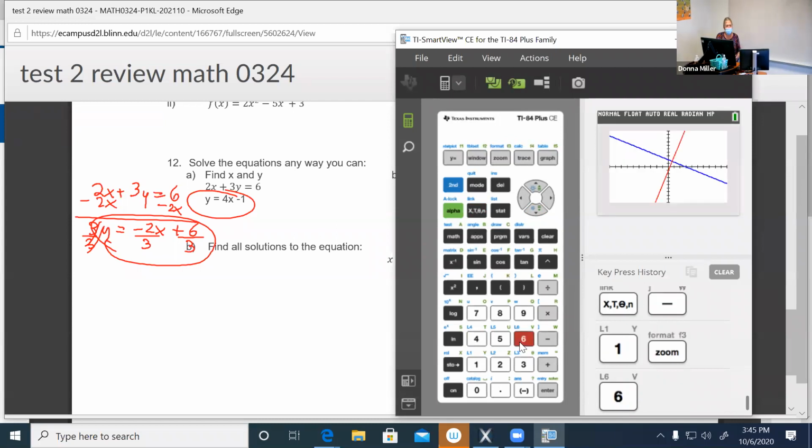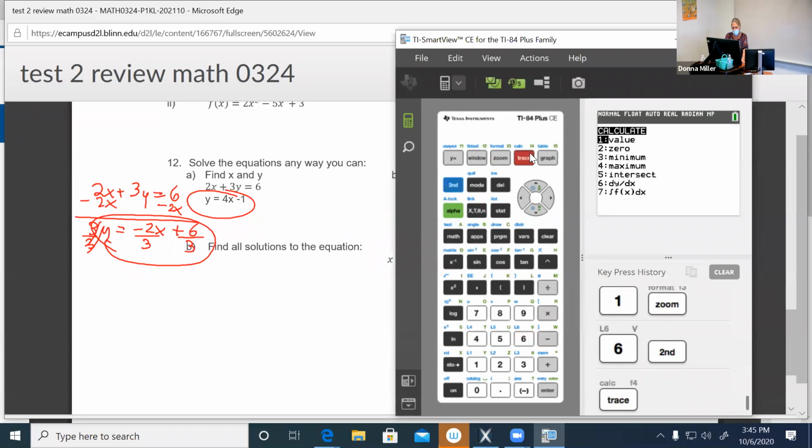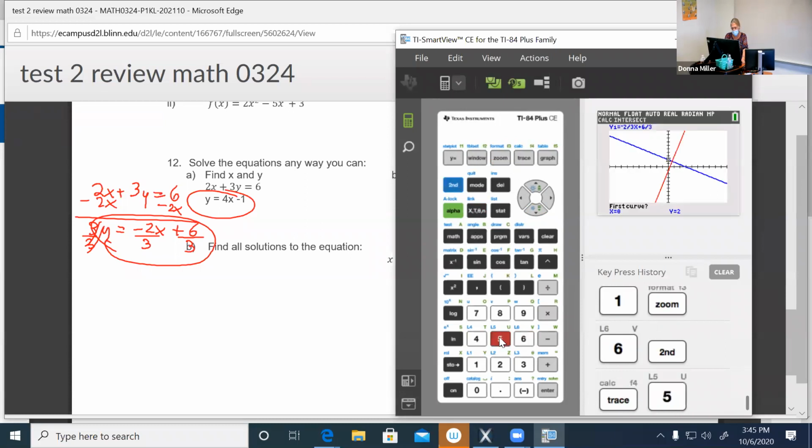I can see the intersection. All right, I go find it. So to find the intersection, second trace 5. Enter, enter, enter. All right, and that's my solution, whatever that is. Okay, they're decimals, but that's okay. All right, so I get 0.643 and 1.571. I mean, that's fine.